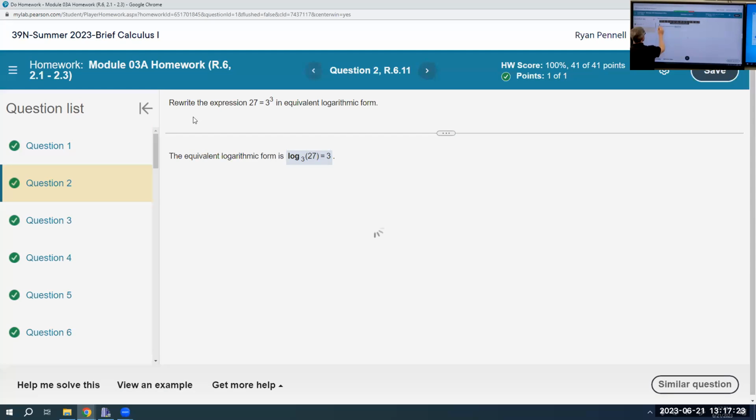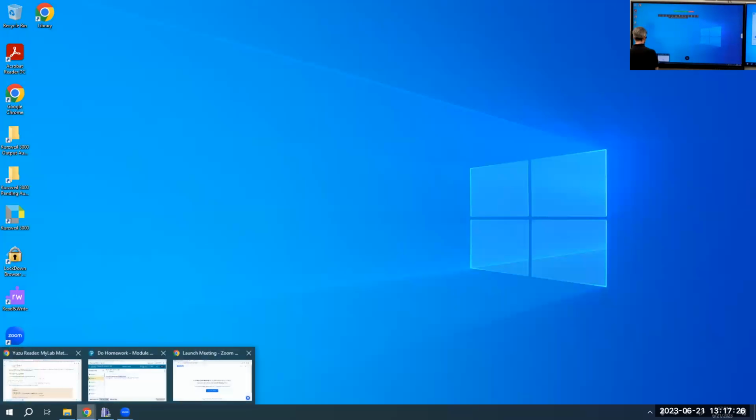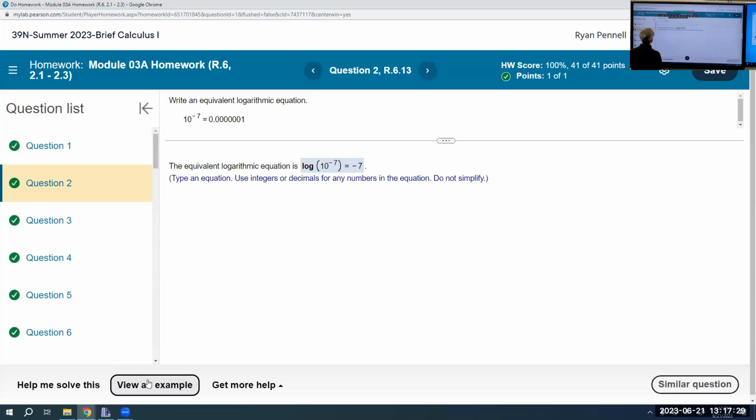I'm going to try to do the first 7 problems. Okay, what does this one say? Write an equivalent logarithm equation. So we have 10 to the negative 7. And that's 1, 2, 3, 4, 5, 6, 7. Okay, so that's 7 zeros. So what does that mean? Log, and remember, log without any notation means common log. That means base 10. So I'm just going to write log of 10 to the negative 7 equals negative 7.